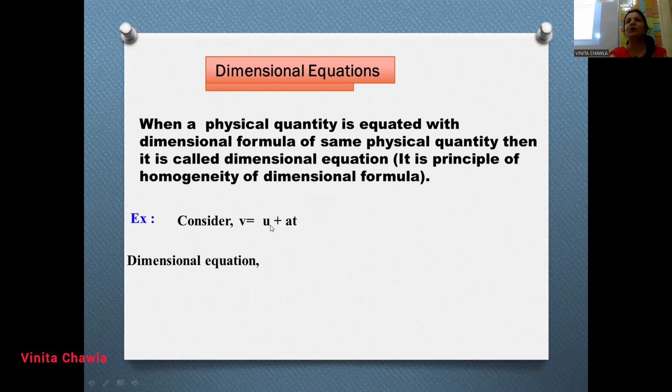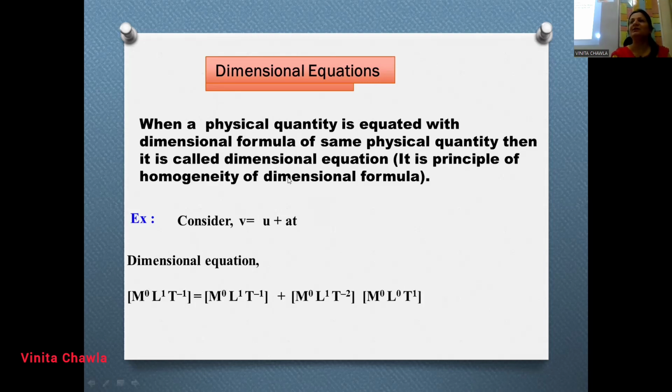We can add length to length. We cannot add length to velocity or acceleration. Length can be added to length, velocity can be added or subtracted to velocity, acceleration can be added or subtracted to acceleration. Okay, so the dimensions of V is LT minus 1, this we know. Whether it is initial velocity or final velocity, they'll have the same dimension. Both initial and final velocity are measured in meter per second only. We don't change the units, right? And the dimensions of U, again it's LT minus 1. Dimension of A is LT minus 2 and that of time is T.